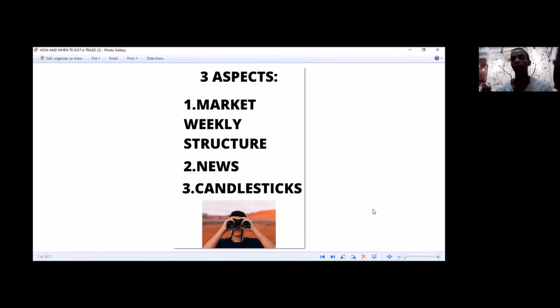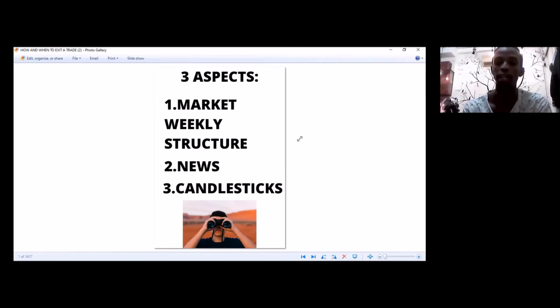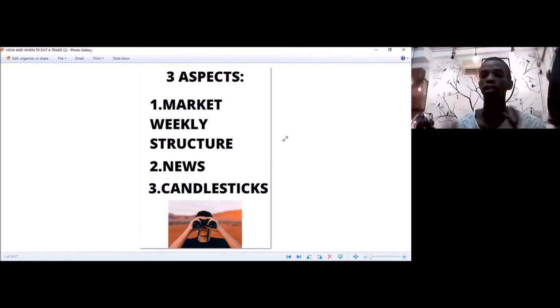So let's recap. The first one you have to be aware of is the market structure. Look at what the market is doing. Is it consolidating? Is it moving slowly? If it's moving slowly or in just one direction, it may not be a good trade. And also look at the candlesticks. Are they big or small? If they're small, there's a chance that it's not moving for that week.